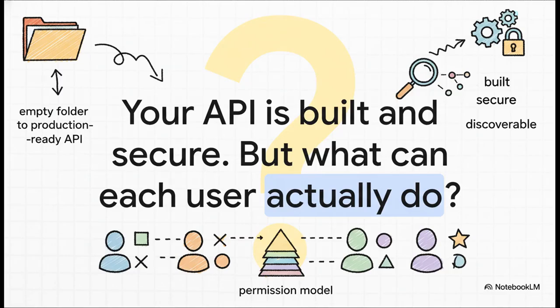So there you have it. We went from literally an empty folder to a complete production-ready API. It's built, it's secure, it's discoverable. But that leaves us with one final, really important question. Now that a user can log in, what can they actually do? Answering that question is all about the permission model. And you guessed it, that's exactly where we're headed in our next explainer.